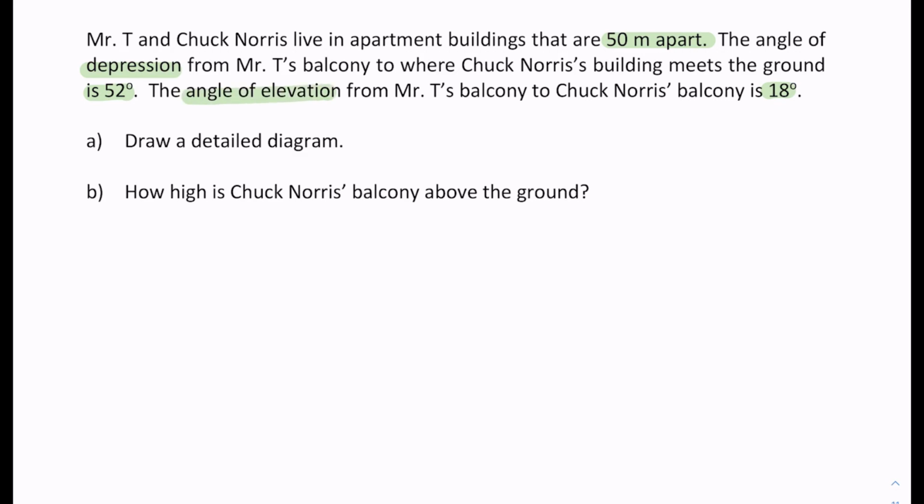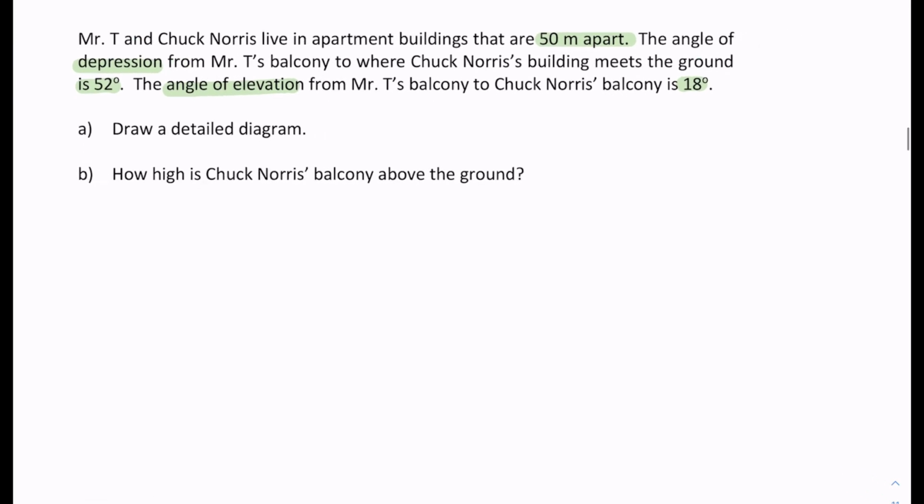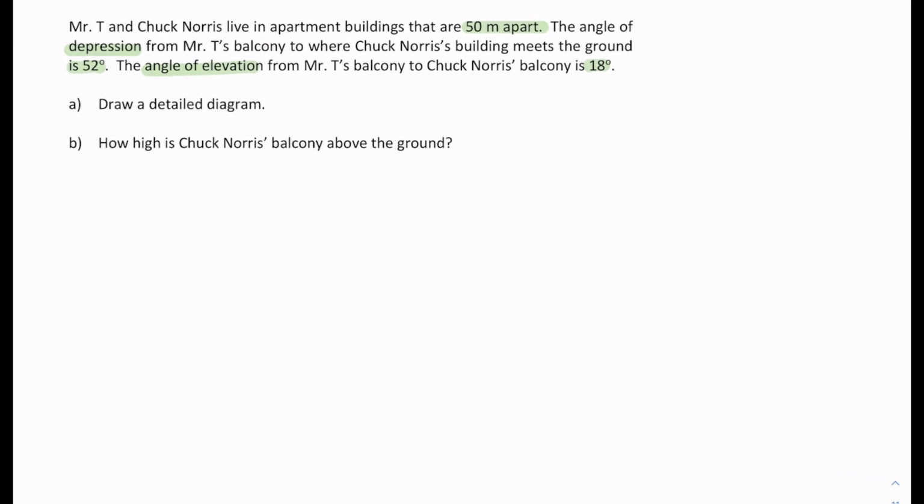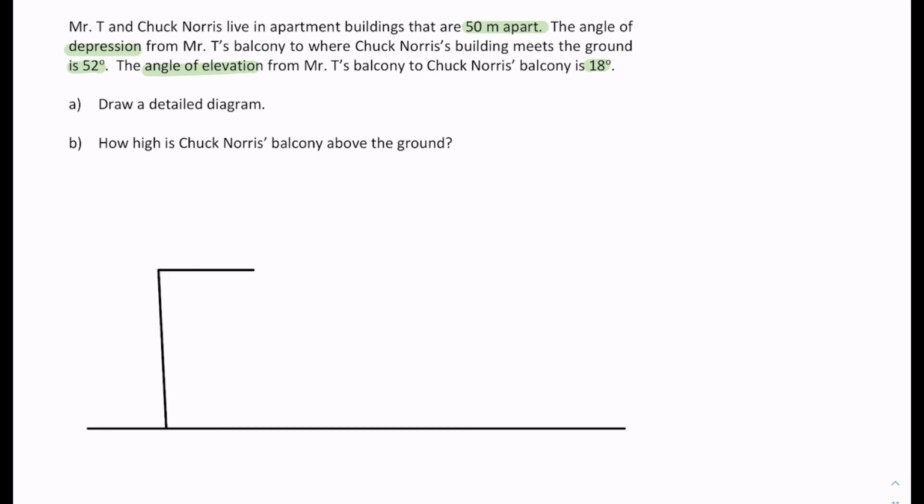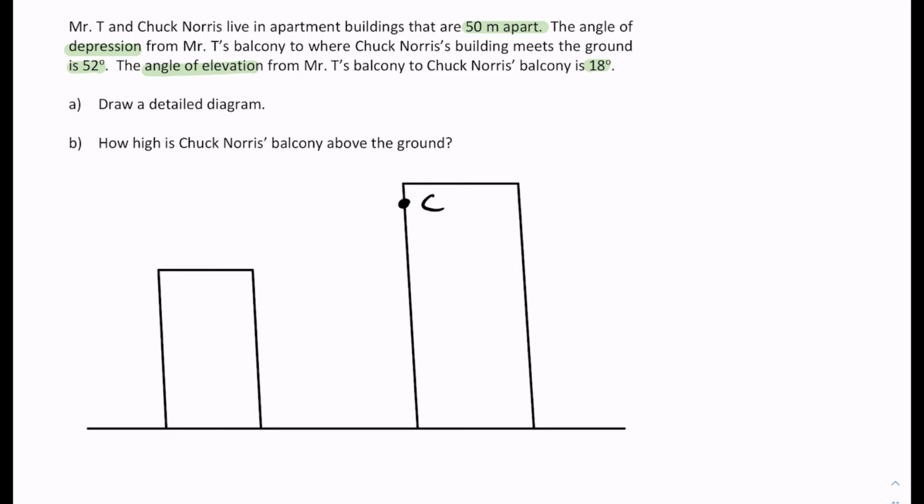Okay, we want to draw, first of all, what this looks like. So I'm going to draw a simplified diagram. Again, you just want to highlight the important pieces, so that'll be my ground. And I will draw a building over here, a rectangular block, and another building over here. Because Mr. T is looking up at Chuck Norris in the angle of elevation, obviously Chuck Norris has to be higher than where Mr. T is. So let's say Chuck Norris is going to be over here. We'll put a C there. Mr. T, let's put him over here. I'll put a T there and start drawing in the information I know.